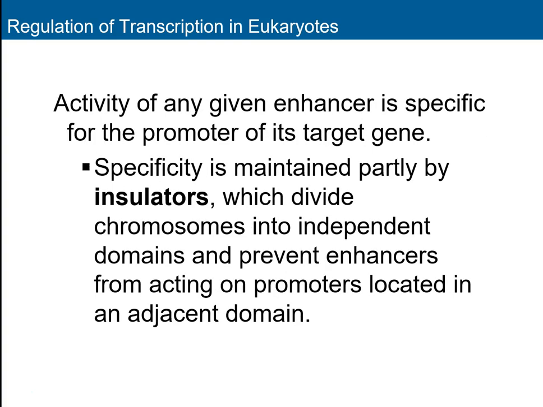Okay. So that's what I was just saying here. So the activity of any given enhancer is specific for the promoter of its target gene. They're not general, they are specific, just like we gave the example of those immunoglobulin genes, right? They're very, very specific. Okay, and so there actually is another type of protein that helps maintain this specificity. Something called insulators will divide the chromosomes into independent domains, so that certain enhancers won't be able to act on other promoters that might be near it, right? And that's just a side note to help with understanding how these can stay specific.